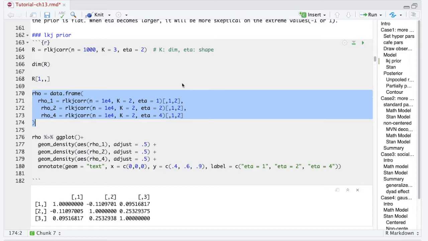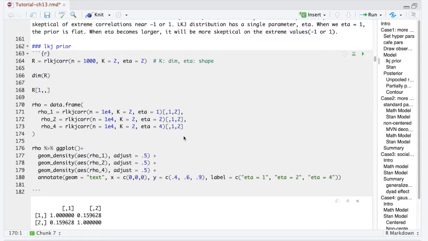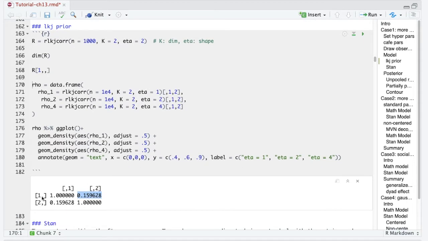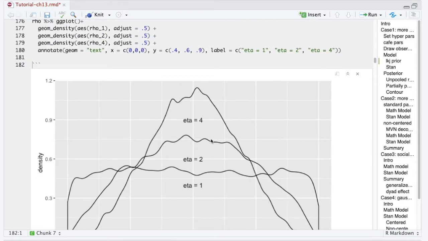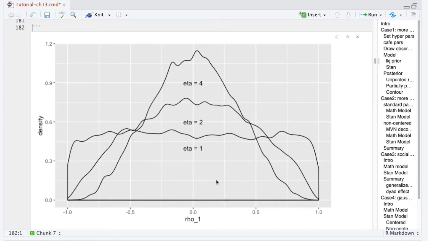Secondly, let's compare the effect of eta from eta being 1 to eta being 4. So we just use k equal to 2 to simplify our visualization. In a 2x2 correlation matrix, the only correlation coefficient is this value at position 1, 2. So we can use this method to extract all 1000 correlation coefficients from the LKJ prior. And then we can use a density plot to visualize how the eta value influences the shape of the LKJ prior. When eta is 1, the prior is very flat, and when eta becomes larger from 1 to 4, the LKJ prior becomes narrower, meaning that we are more skeptical of the two tails of the distribution.